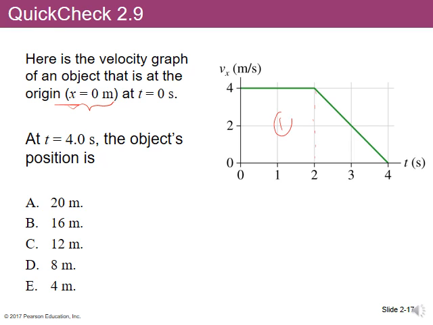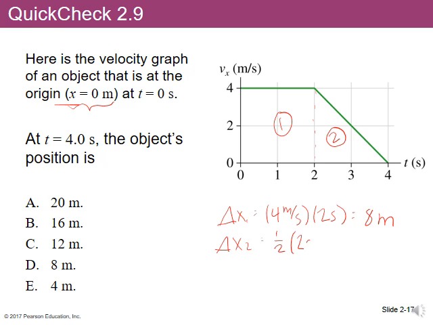So we can break this up into two areas, a rectangle and a triangle. The area of the first one, it's a rectangle. So the area is simply the height of the rectangle times the width of the rectangle, which gives you 8 meters. For the second one, it's a triangle. The area of a triangle is 1/2 the base of the triangle times the height, which is 4 meters per second. That gives you 4 meters.